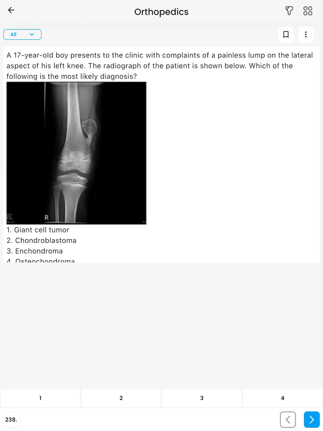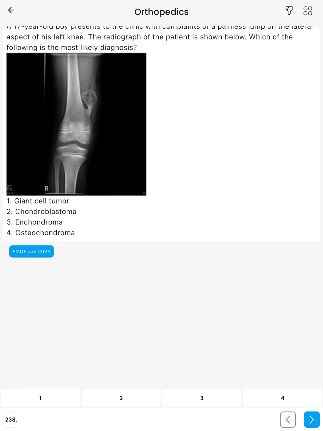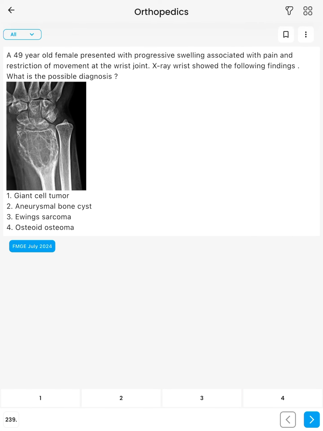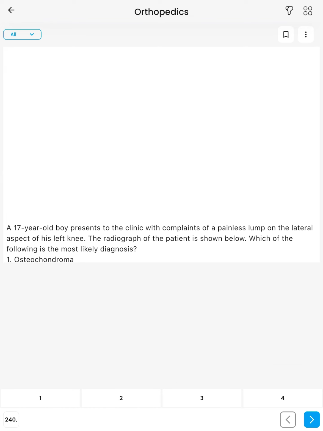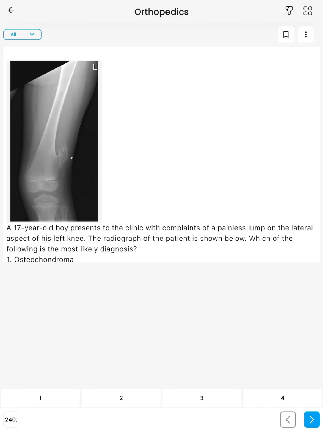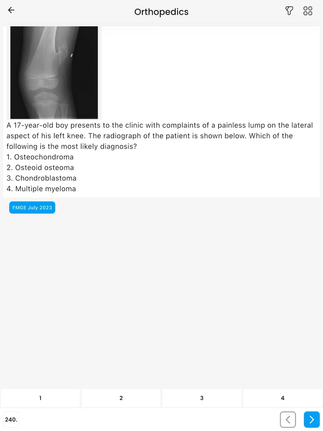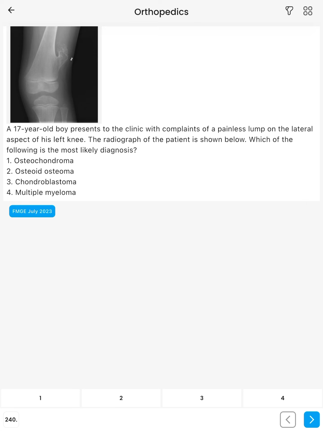See, cartilaginous cap, again a 17-year-old boy, involving the chondroblastoma. Osteochondroma, sorry. And coming to this, involving the epiphysis, giant cell tumor. Again, a cartilaginous cap involving the metaphyseal region, it is osteochondroma.